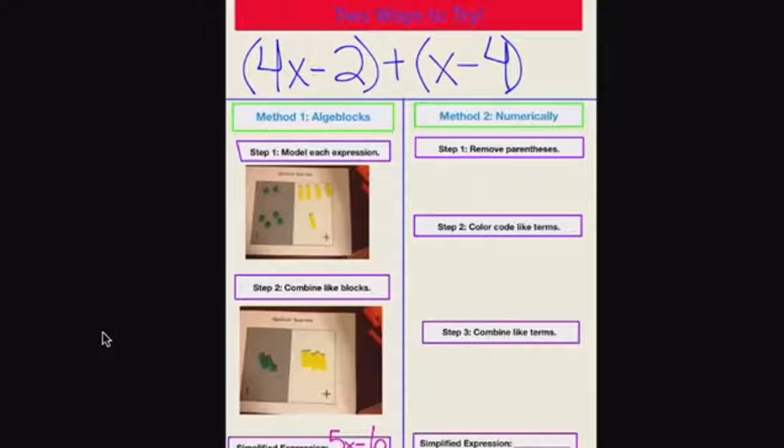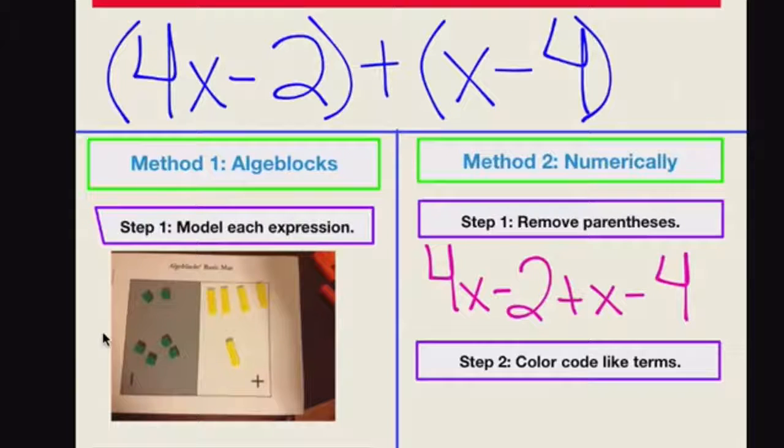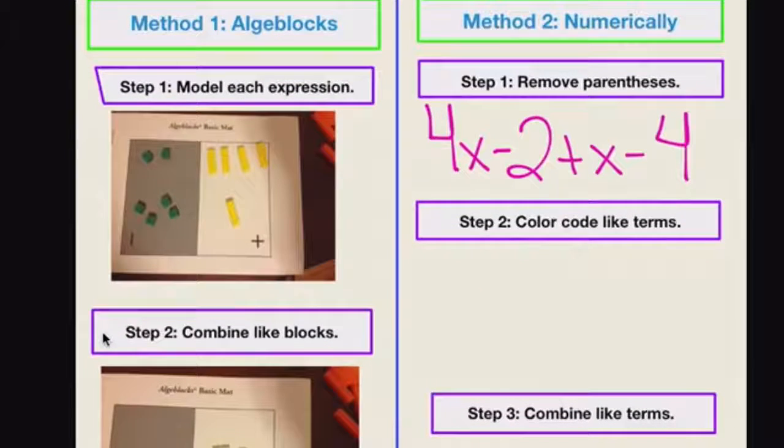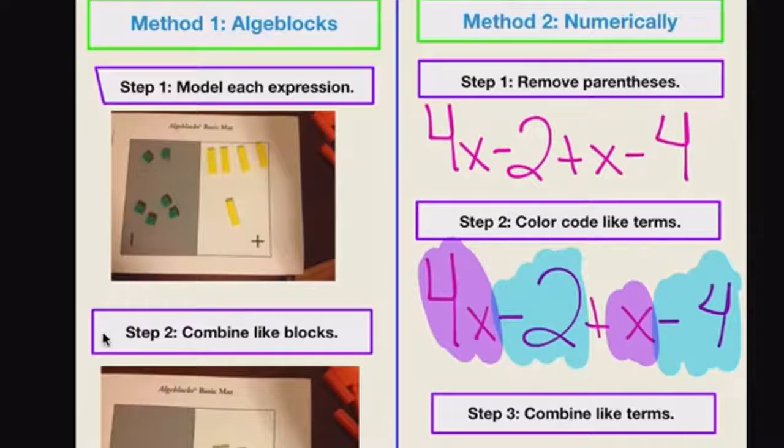Okay, let's go ahead and try that numerically. So again, write your expression by removing your parentheses. 4x minus 2 plus x minus 4. Next step is to color code your like terms. So I'm going to color code 4x and x, and minus 2 and minus 4.